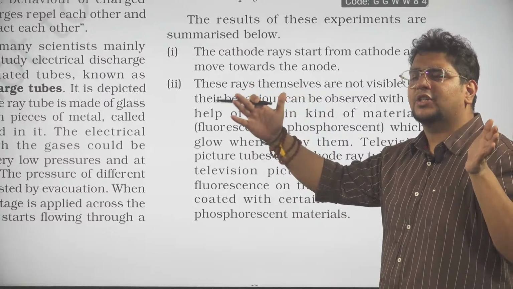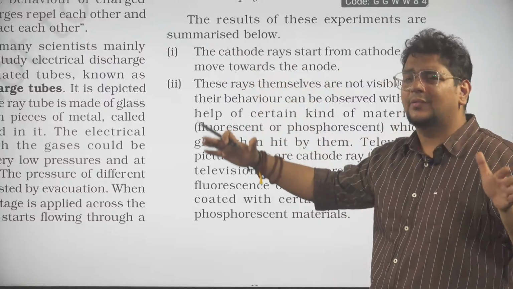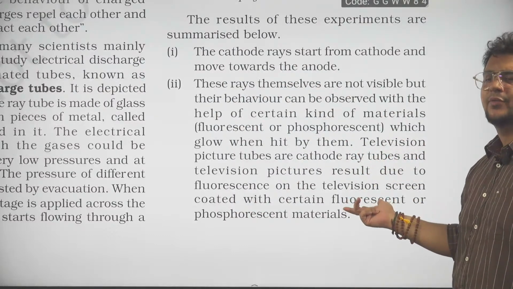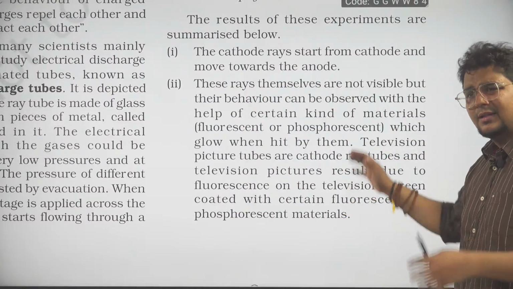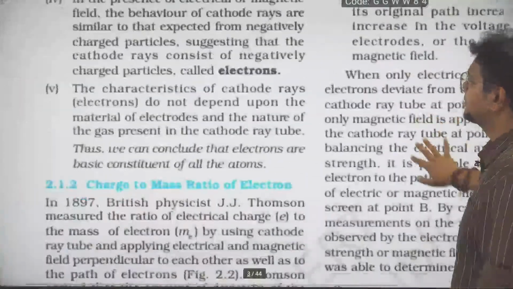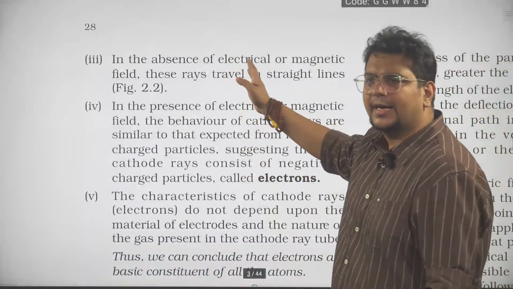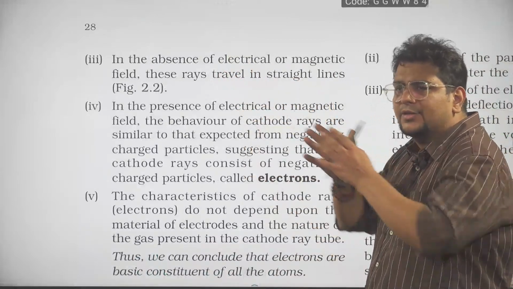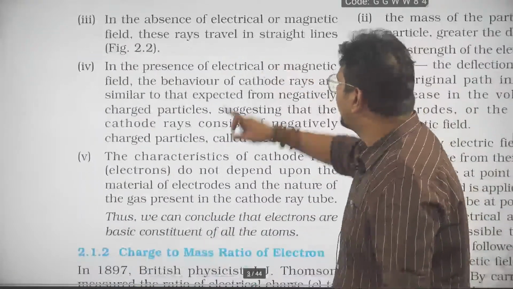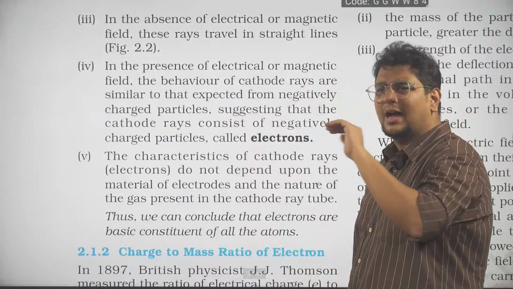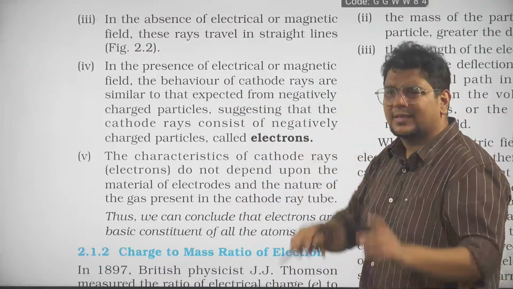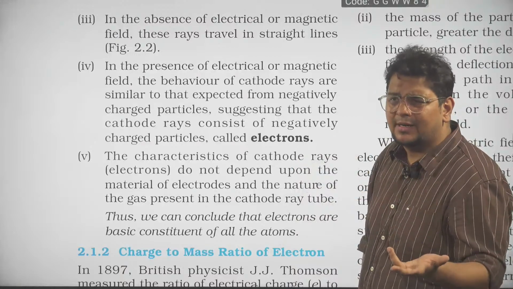In big box televisions, the old box-shaped televisions, the same kind of phosphorescent, fluorescent material used to be used. This I have told orally, and this part we have written in the notebook. Point number 3: in the absence of an electric or magnetic field, these rays travel in a straight line. In the presence of an electric or magnetic field, the behavior of cathode rays is similar to that expected from a negatively charged particle, suggesting that cathode rays consist of negatively charged particles, which we now call electrons.